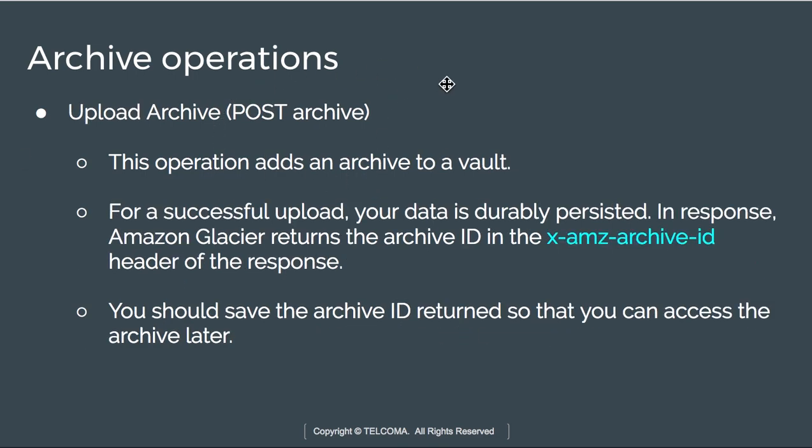Next, we can post an archive, which means we can upload an archive. For a successful upload, the data is persisted, and Amazon Glacier returns an archive ID in the response. We need to save the archive ID so that we can access this archive later on. So these are some of the data retrieval activities in Amazon Glacier.